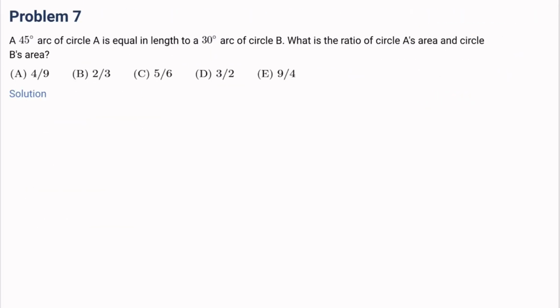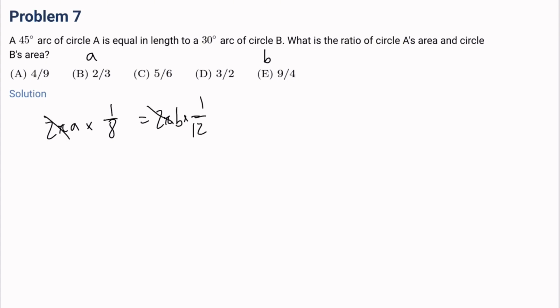Number 7. A 45-degree arc of circle A is equal in length to a 30-degree arc of circle B. What is the ratio of circle A's area to circle B's area? Okay, so let's say the radius of A is small a, and the radius of circle B is small b. Since this is a 45-degree arc, that's 2 pi a times 1 over 8. And this equals the 30-degree arc, so that's 2 pi b times 1 over 12.